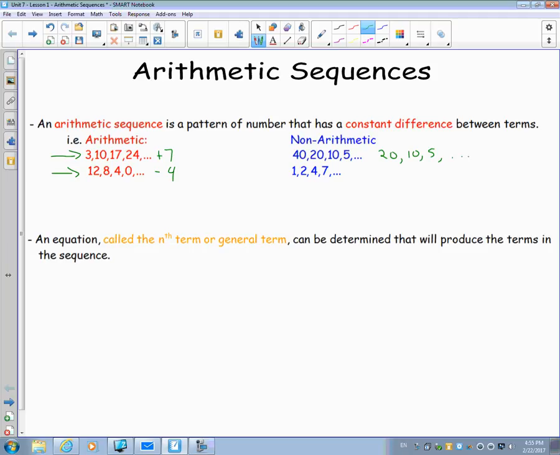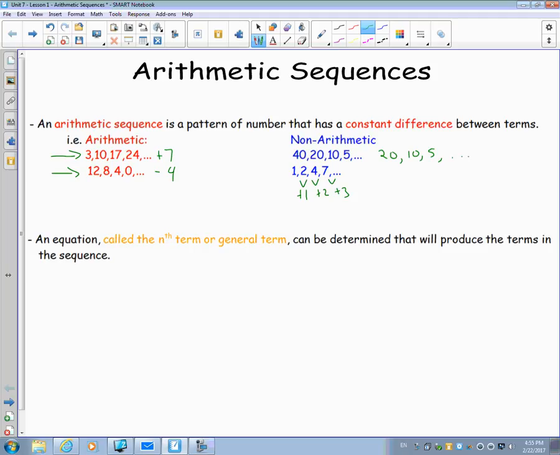We try the next one. I go from 1 to 2 to 4 to 7. I went up 1, and then went up 2, and then went up 3. Again, it's a pattern, but it's not a constant difference. And that's our key. A constant difference is the definition of an arithmetic sequence. It has to be the exact same number every single time.